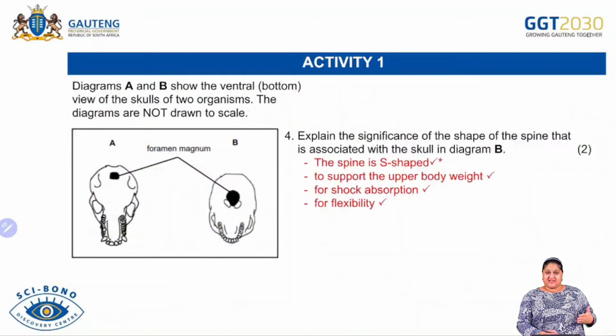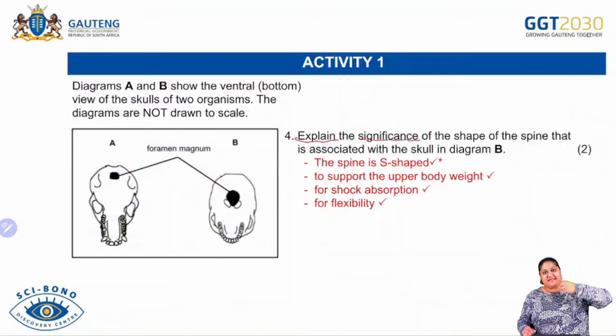Firstly, it is an S-shaped spine. That was a compulsory mark. I'll talk to you about that just now. Let's first answer the question. The spine is S-shaped. Now, what is the significance of that? So you first have to say what the shape is, then you need to explain. When we ask you to explain, you need to give us a cause and effect.